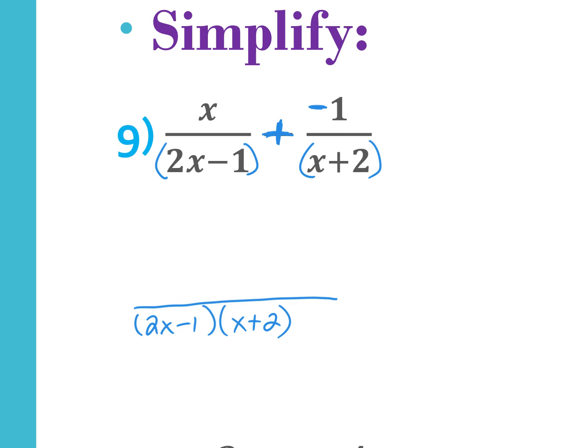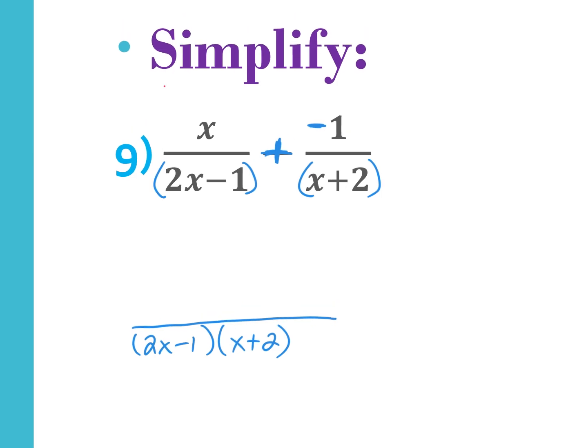Well, how can I make the first fraction have the same denominator? How can I make the second fraction have the same denominator? So I look at my first fraction. It already has the 2x minus 1. What is it missing? The x plus 2. So I'm going to multiply the bottom by x plus 2. Then I multiply the top by x plus 2.